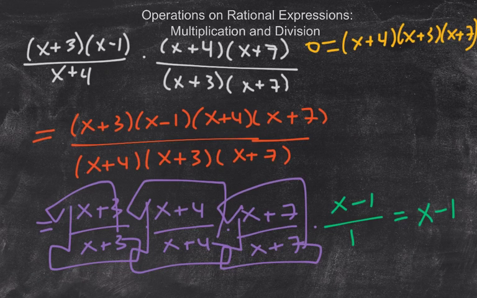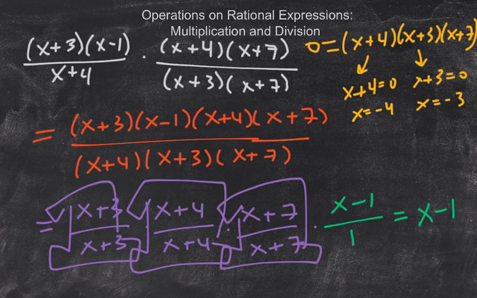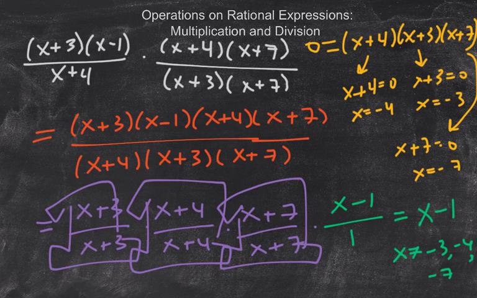I'm going to set it equal to 0, and now I see that I can use the zero product property. So the value of x that makes x plus 4 equal 0 is negative 4. The value of x that makes x plus 3 equal 0 is negative 3, and the value of x that makes x plus 7 equal 0 is negative 7. So my final simplified expression is x minus 1, but we don't want to plug in negative 3, negative 4, or negative 7. Okay, and so this is my final answer.